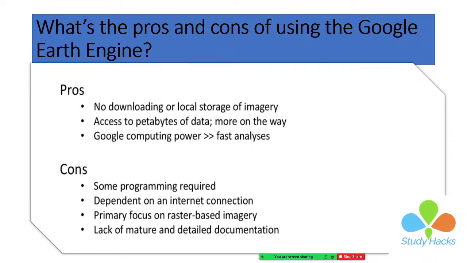You don't have to struggle with finding the dataset and downloading what you need, since everything is available online. We don't need to download any local storage of imagery such as Sentinel, Landsat, MODIS, all of the dataset. We can access petabytes of data or more, and the computing power is very fast. It has some disadvantages: you need some programming knowledge.